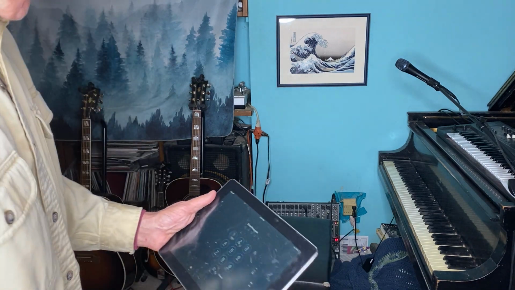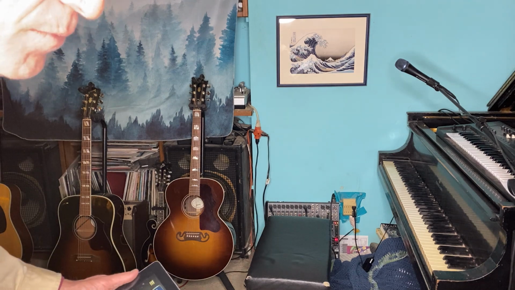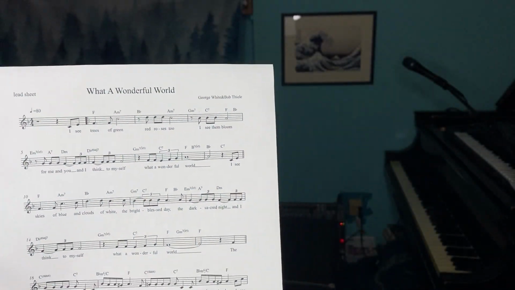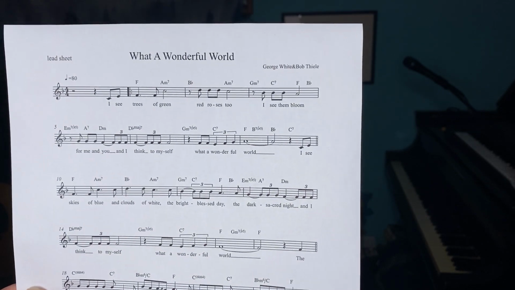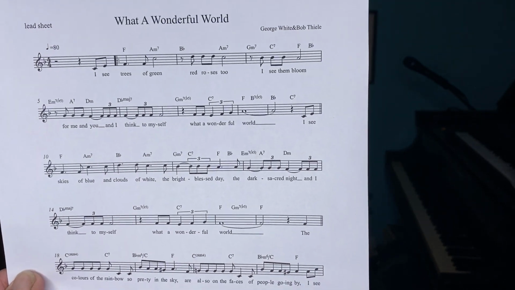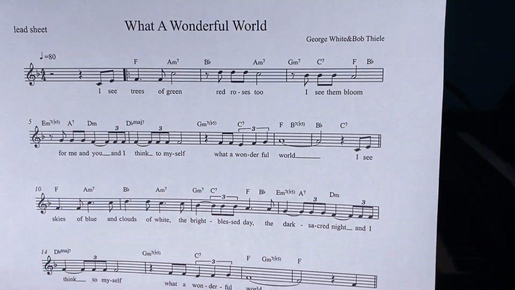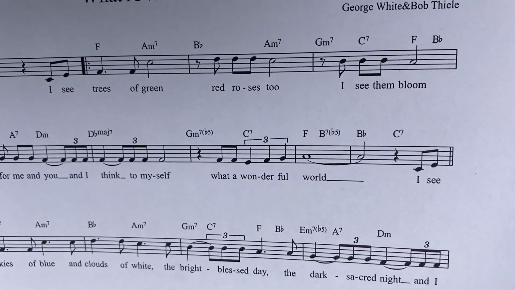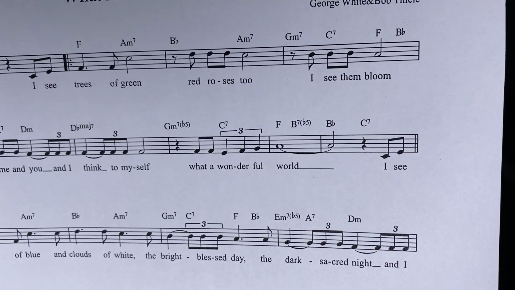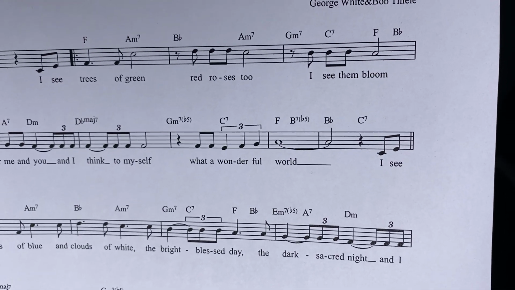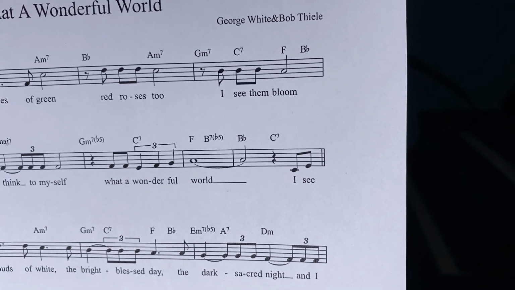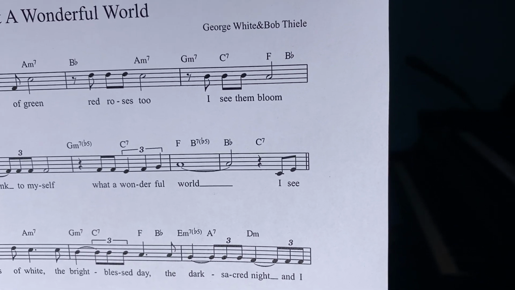If we look at the sheet itself, we see that we're in the key of F, and it starts on the note C. So that's the fifth degree of the scale. C is 5, then the next note is 7, and "trees" is F, so that's 5, 7, 1. Then "trees of green" is 5, 1, 2, 3, 4, 5 of the scale.